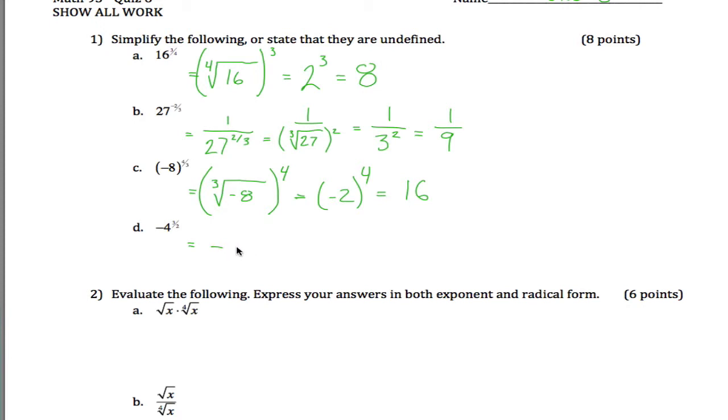So 4 to the 3/2 power I can write as the square root of 4 cubed. And I can take the square root of positive 4. The square root of positive 4 is just 2. So this is the negative of 2 cubed, which is negative 8. So part D, we get negative 8, not undefined. Note if there are parentheses around the negative 4, then it would be undefined.